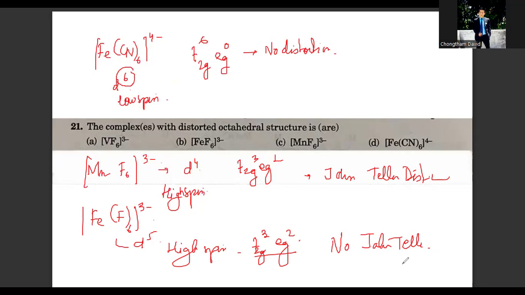Next, we have the last complex, that is the vanadium, VF6 3 minus. The valence electrons are d2. It's a high spin complex, and the electronic configuration is t2g2 eg0. The symmetrical electronic configuration is absent, and Jahn-Teller distortion would be present, so it is a distorted octahedral. So we can conclude that the complexes with distorted octahedral structures are the vanadium complex and the manganese complex.